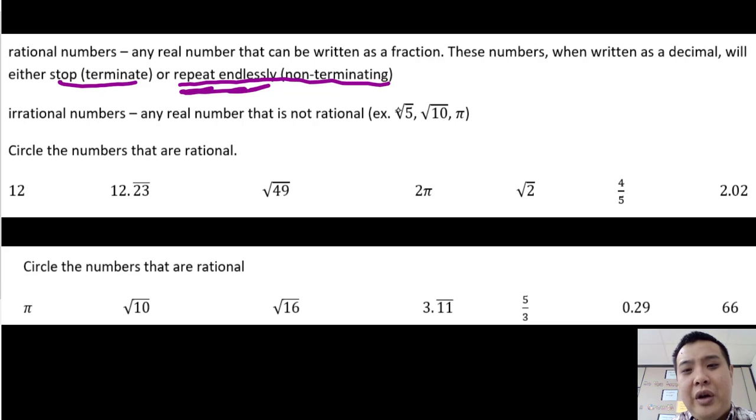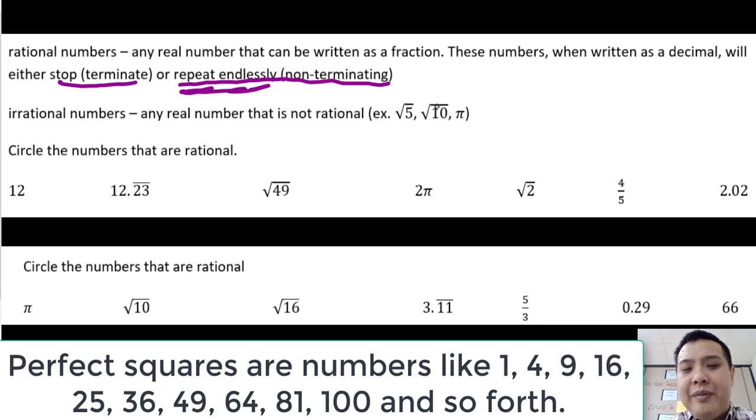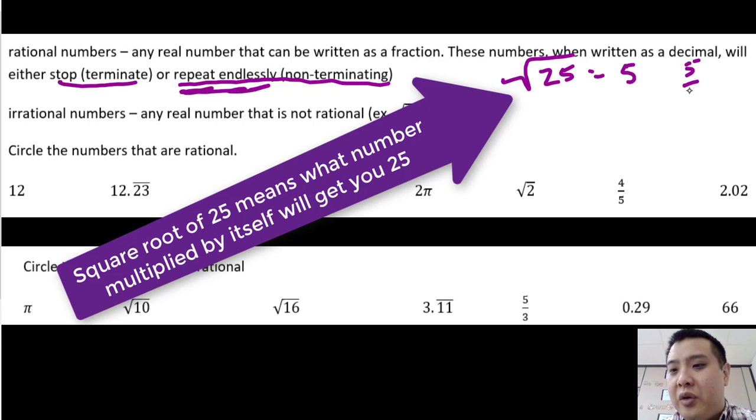For example, the square root of non-perfect squares. So like the square root of 5, square root of 10. However, something like the square root of 25, now that is rational because the square root of 25 is just 5. And 5 can be written as a fraction. 5 over 1 is the same thing as 5.